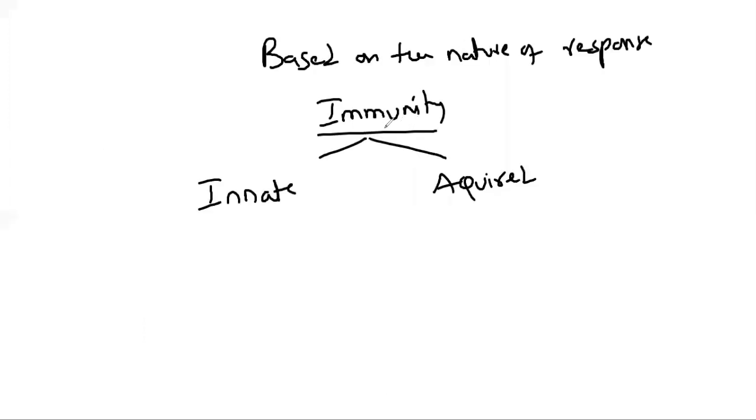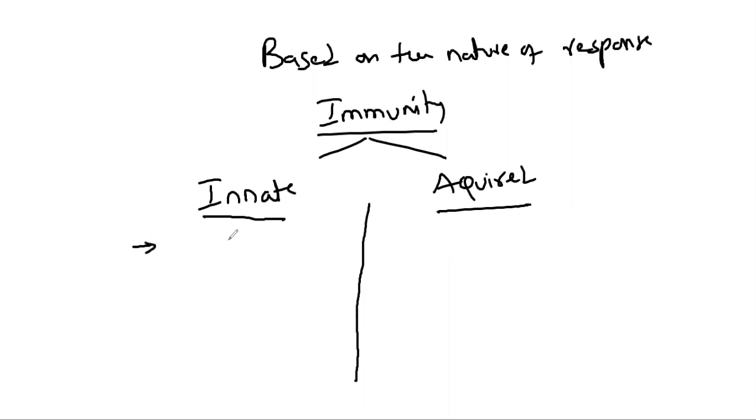Then if we look at the types of immunity based on the nature of response, the immunity can be broadly classified into two types: innate immunity and acquired immunity. Let us see the difference between innate and acquired.